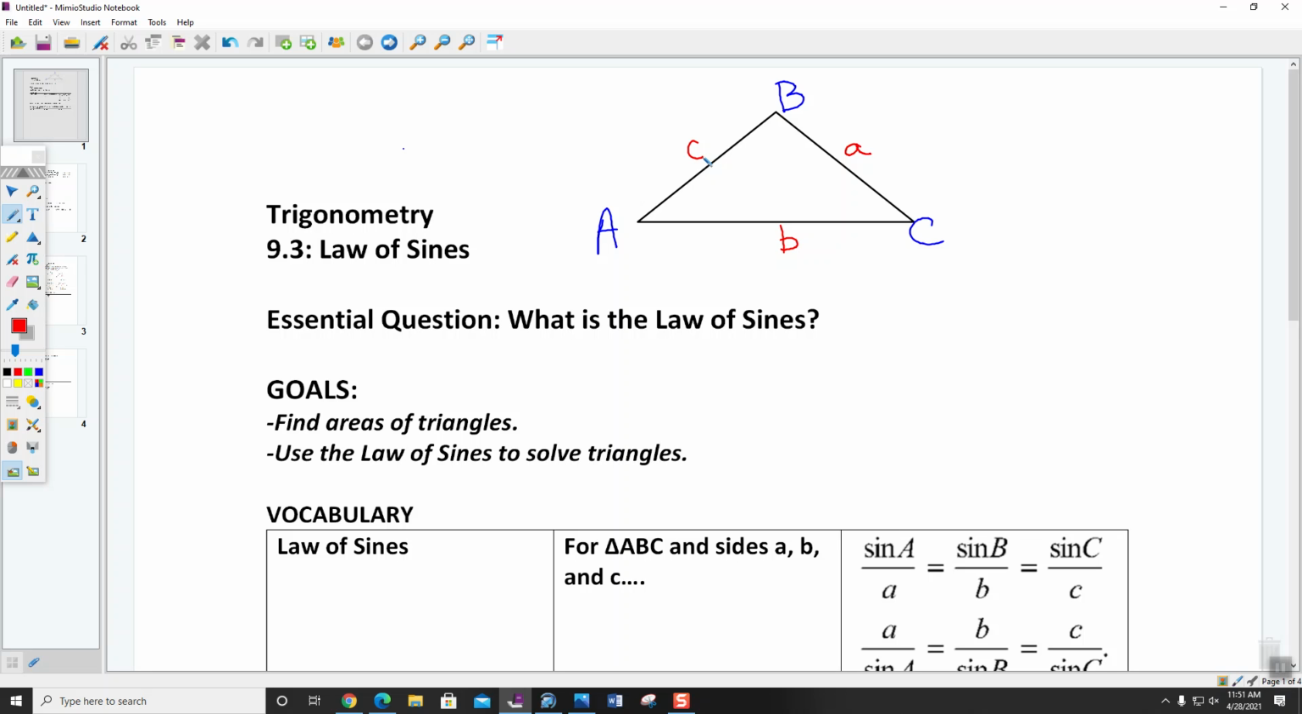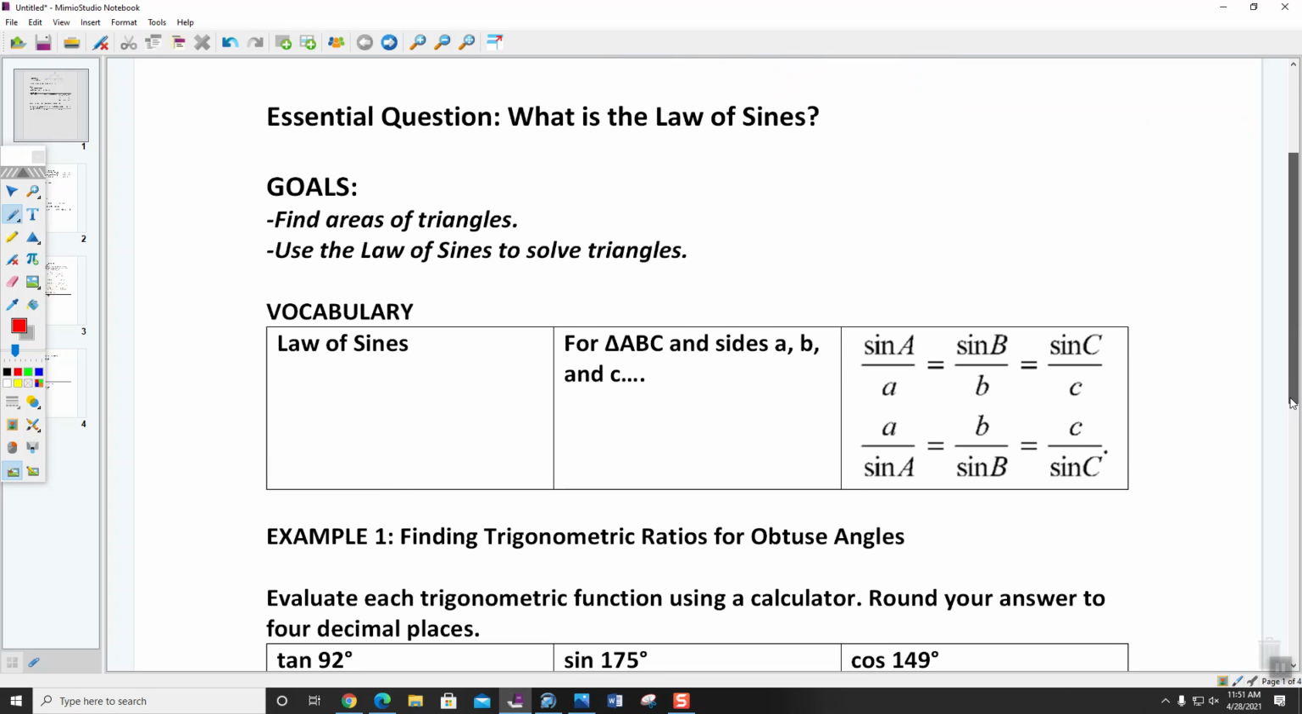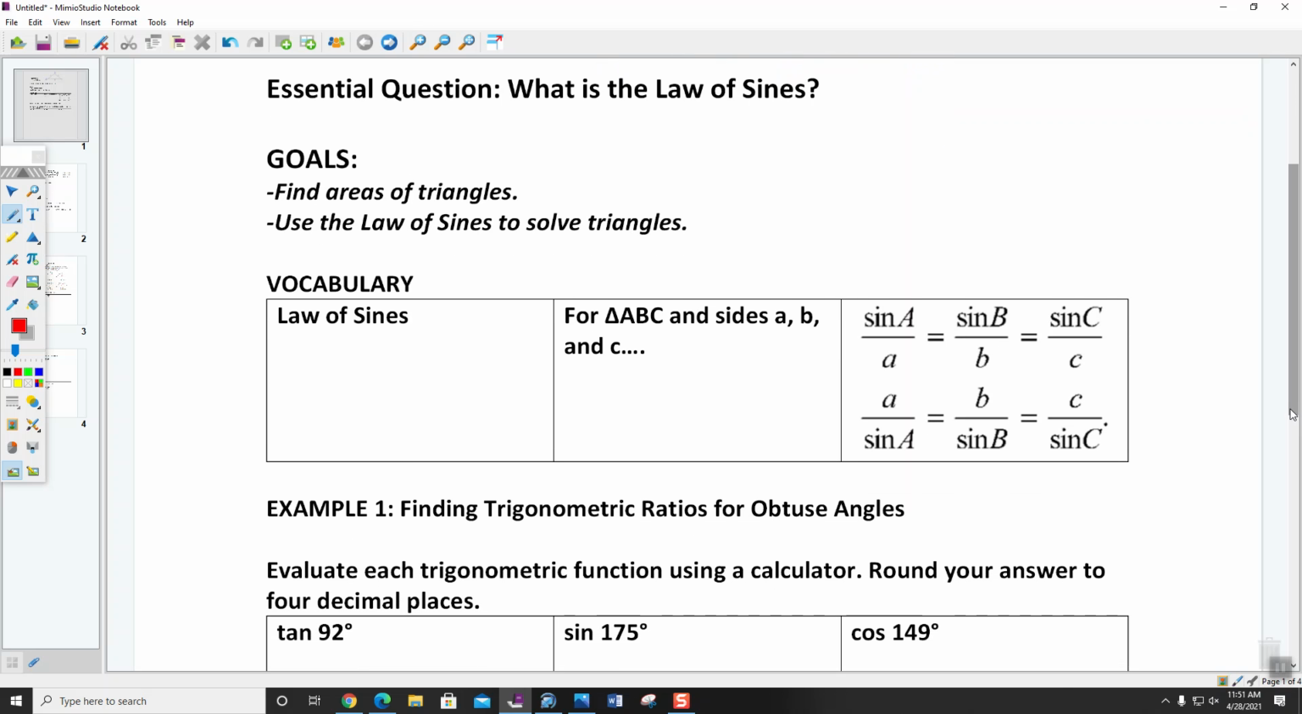Okay, so the question we're trying to answer is what the heck is law of sines and how does it help us? Okay, so guys, here's what I'm going to tell you today. We're going to use law of sines a little bit to help us, first of all, find areas of triangles. And then we're going to use law of sines to do what?